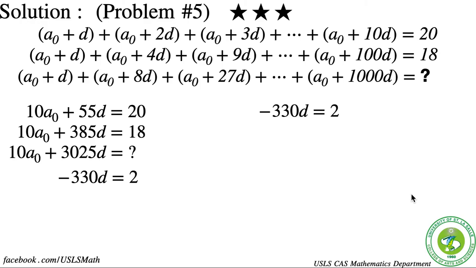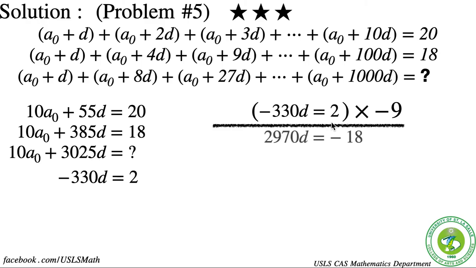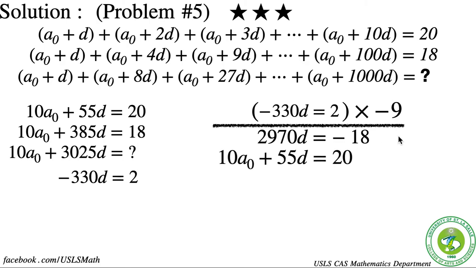Okay, and then what I would like to do in this new equation is I just want to multiply it by negative 9. So I'll multiply this negative 330d equals 2 by negative 9, which will give us a new equation, which is this: 2970d equals negative 18. And then I would like to add this new equation of ours to our first equation.